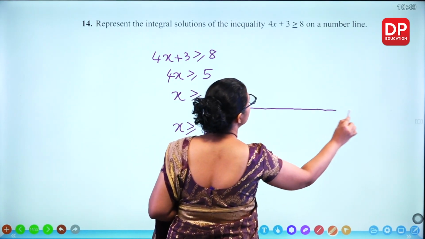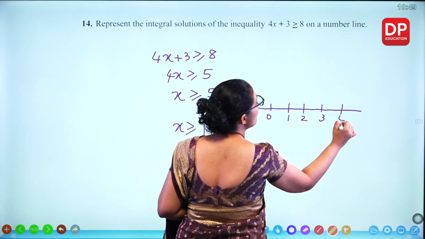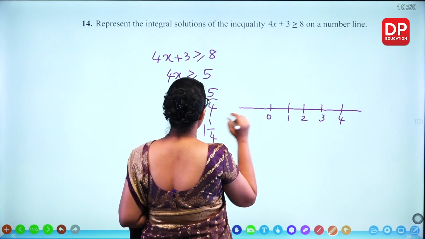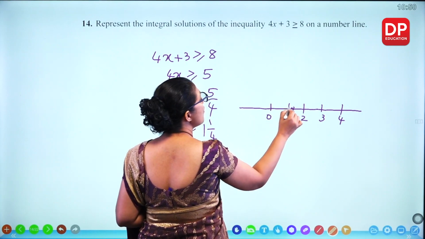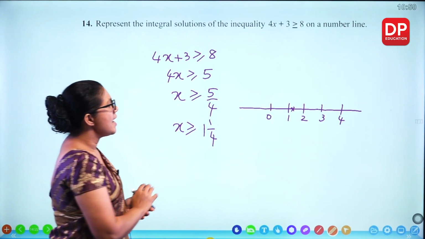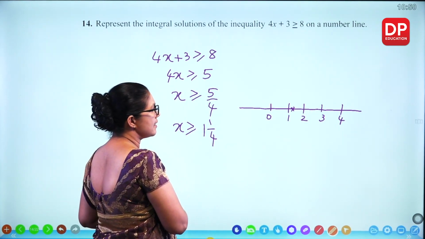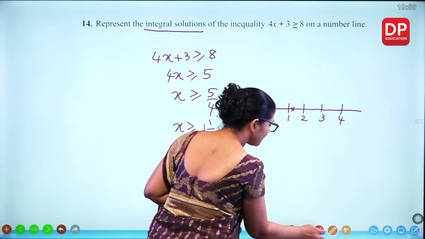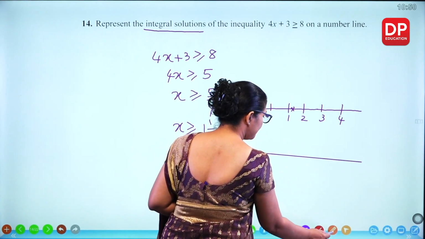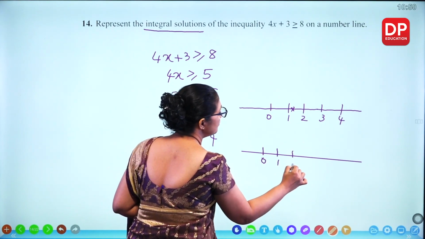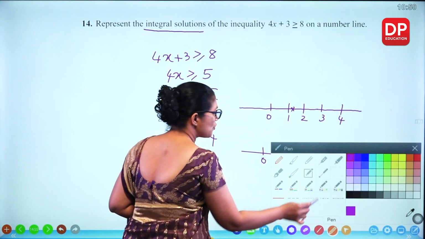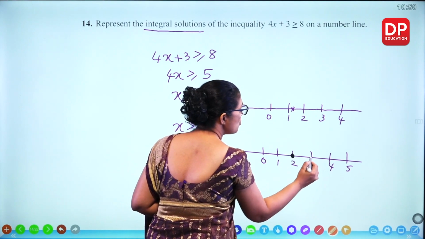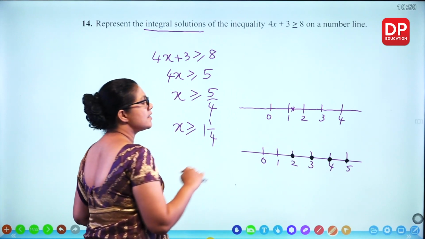So when you draw the number line, 0, 1, 2, 3, 4 like that, 1 and 1/4 is in between 1 and 2. So somewhere here we put this point. Greater than means any number towards the right side of that. But they are asking for integral solutions. Integral solutions means only the integer values. So how can we mark the number line? We have to mark only the integer values. So greater than 1.25, I can mark 2, 3, 4 like that, towards the right-hand side.